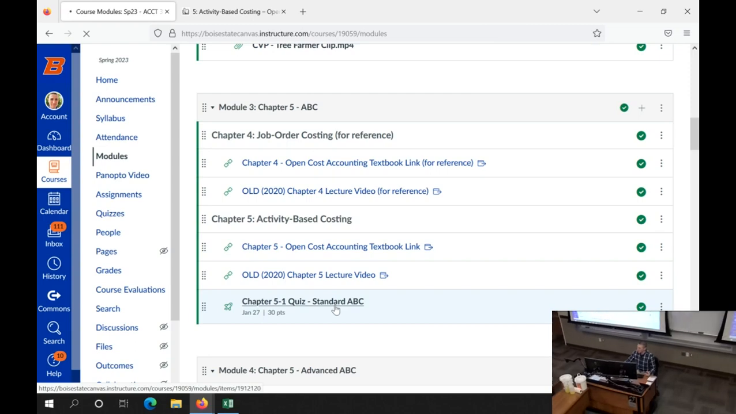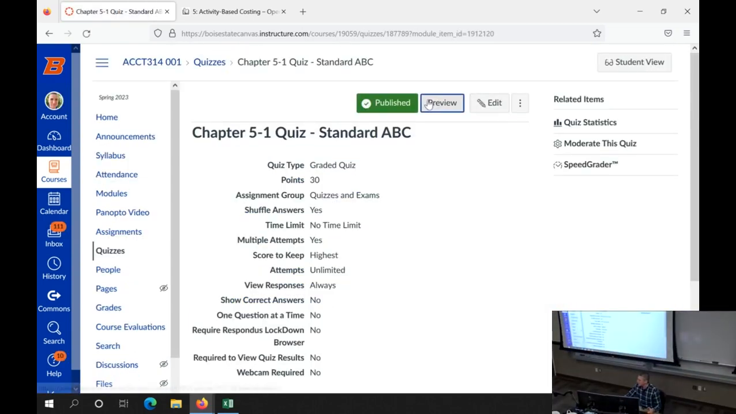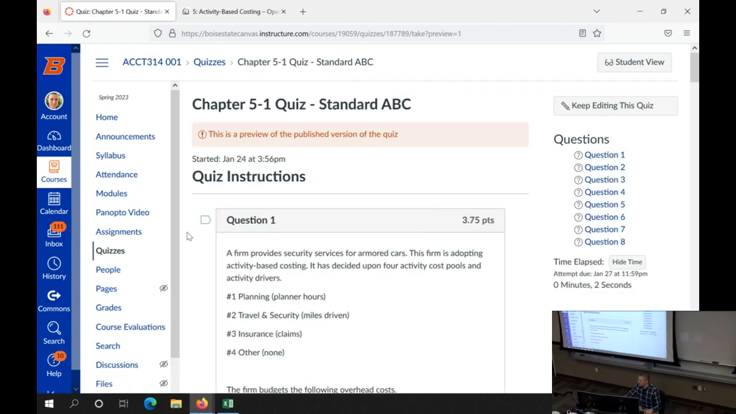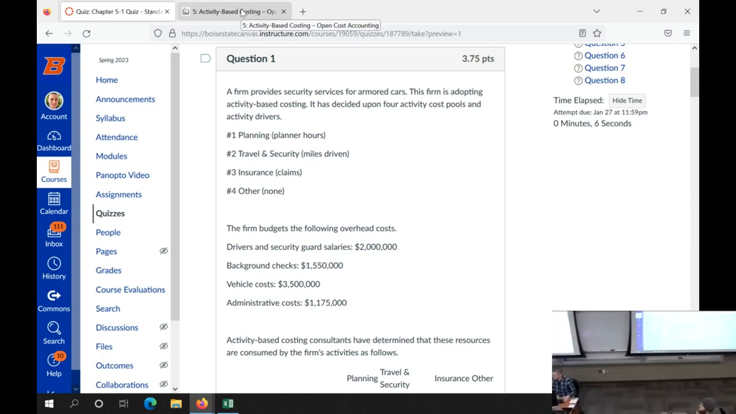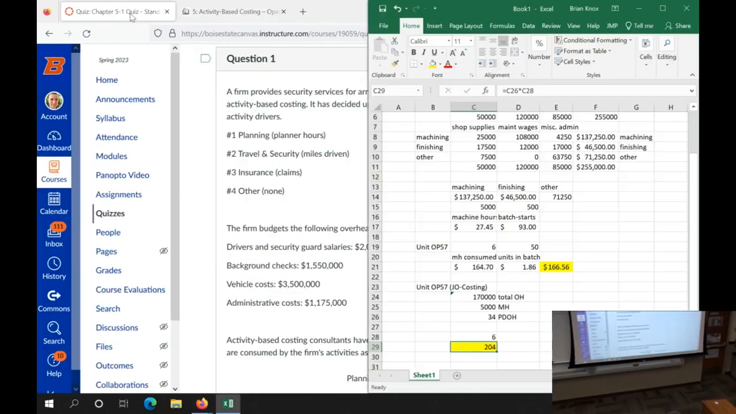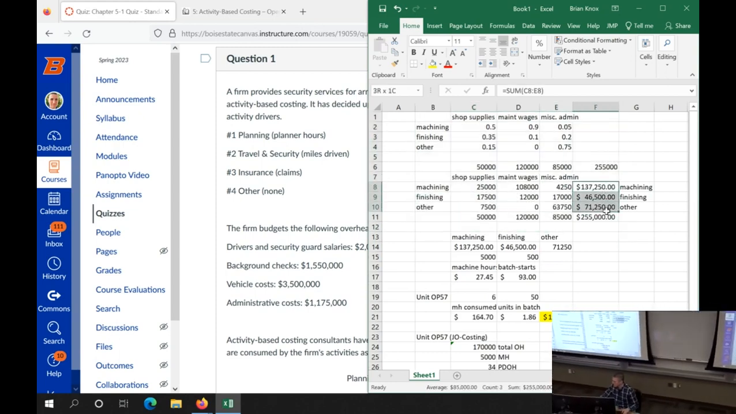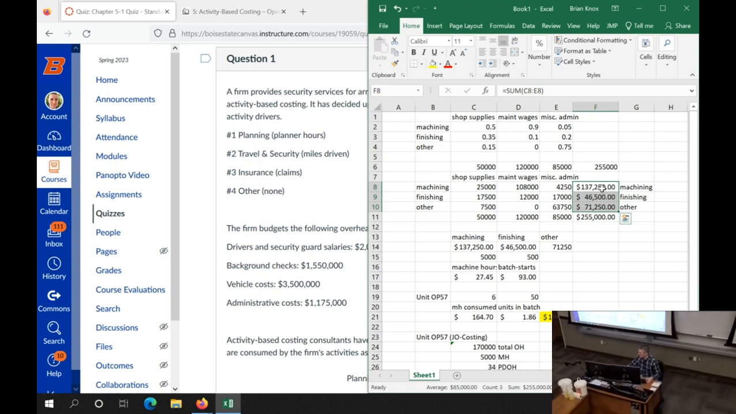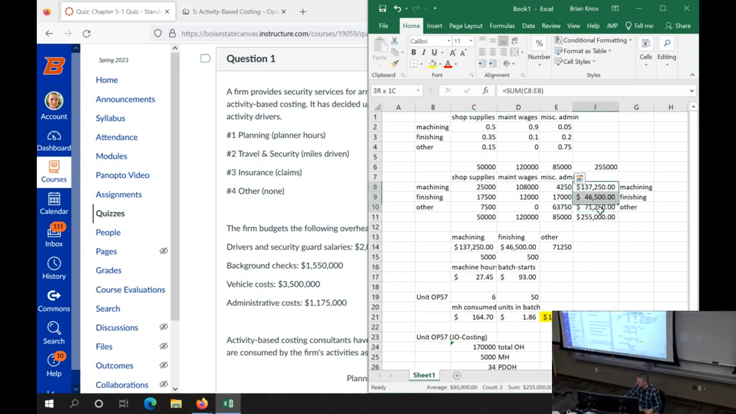Okay, so in the standard ABC quiz, we have a good variety of questions here. I didn't quite finish one thing I was going to do. I told you this is first stage allocation. When you get to the activity cost pools, that's your first stage allocation. You've allocated these dollar amounts into this.